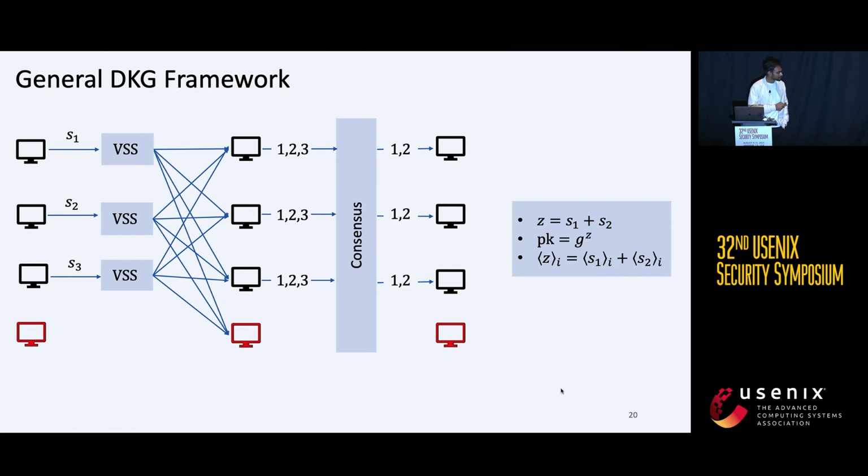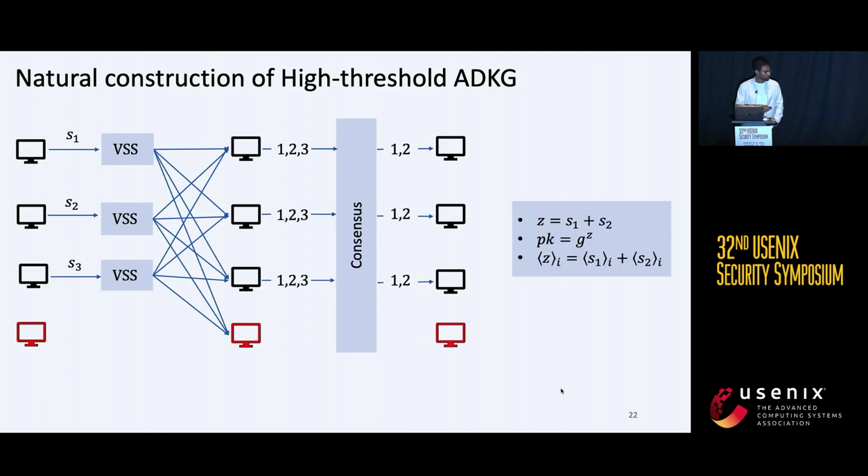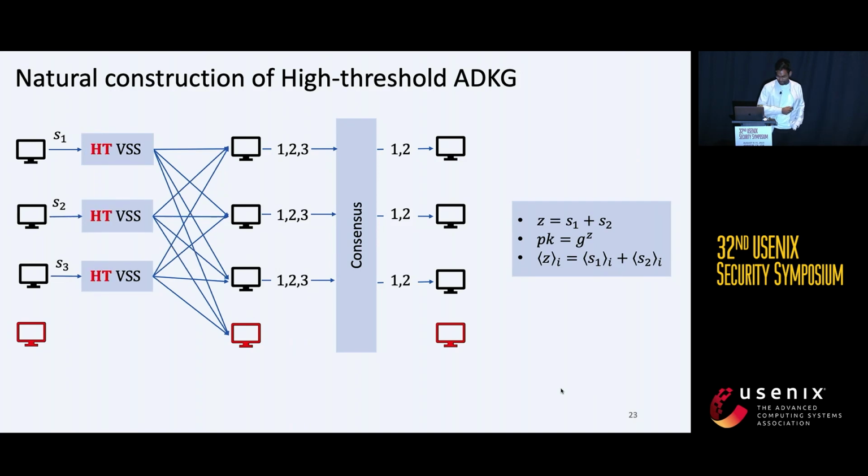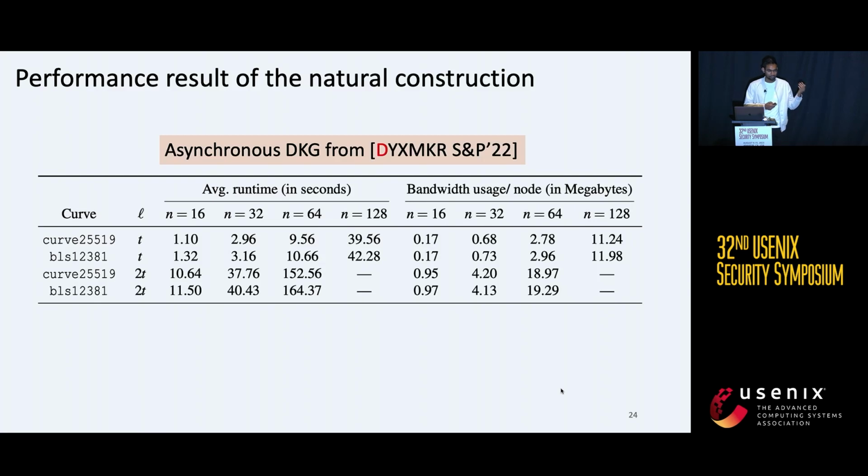Okay, so given this framework, and this is the framework you'll see in all the papers, if we want to design a high threshold DKG, where we want the secret to be shared using a larger degree polynomial, what do we do? We take this template and replace this VSS with high threshold VSS. This is the most natural construction, where each party shares their secret using a higher degree polynomial. That's what we tried in one of our previous papers. But the efficiencies are not good.